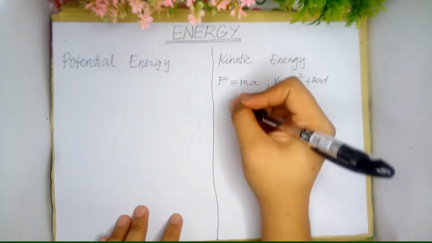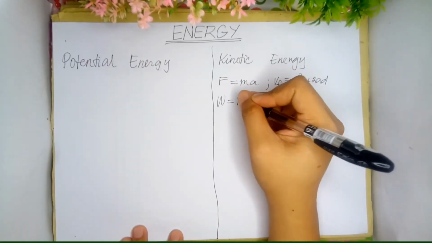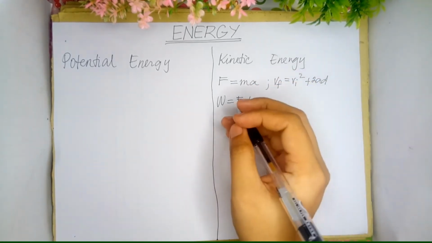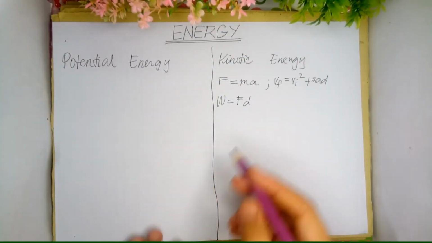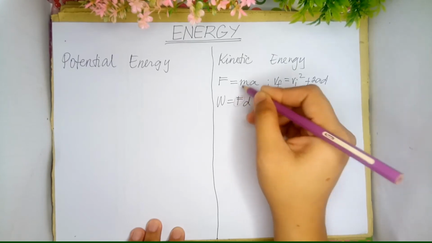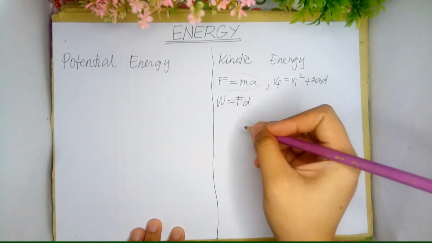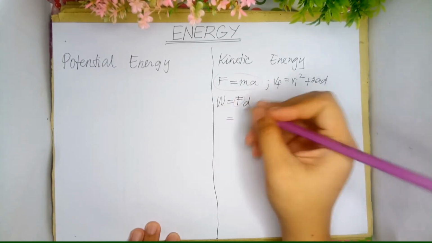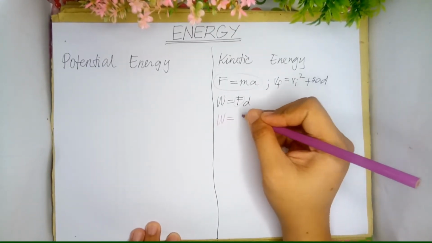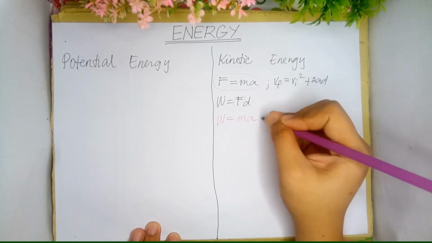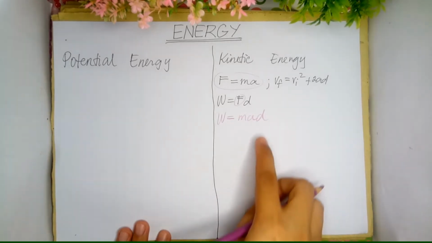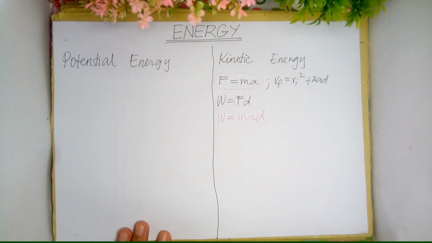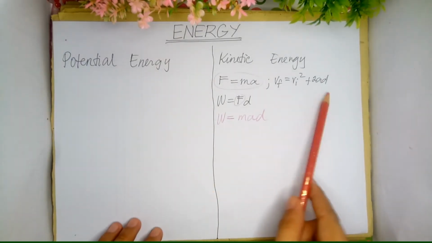If work is equal to force times displacement, we can substitute the value of force using Newton's second law. Okay, so this one. So we will have the formula work is equal to mass times acceleration times the displacement. Okay, how about the acceleration times displacement? We can also substitute that value with this formula.